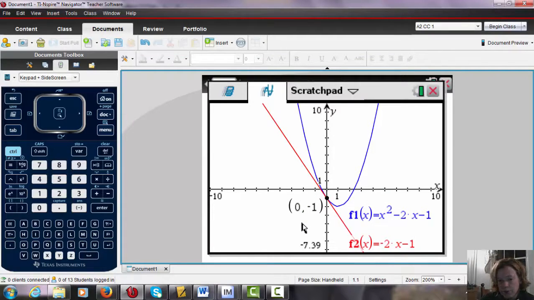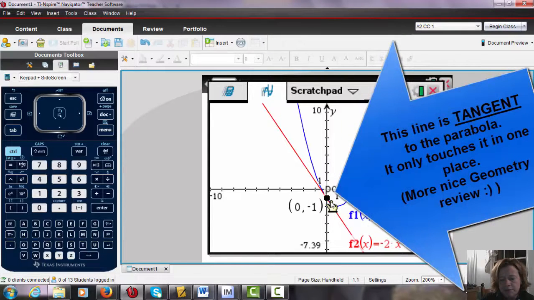Now for a quick review, whenever we have a line touching something in just one place, exactly one place, almost kind of skimming it, and only having one point of intersection, that line is called tangent to the graph. So we would say that the line negative 2x minus 1 is tangent to the parabola x squared minus 2x minus 1. We talked about tangents in geometry class, and we'll do much more with tangents this year.